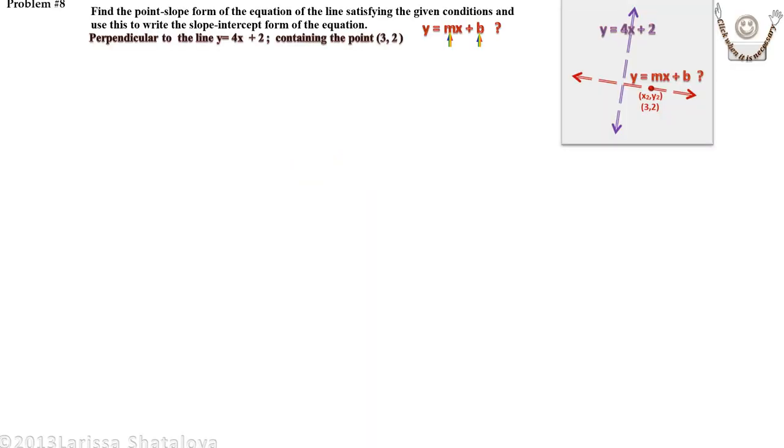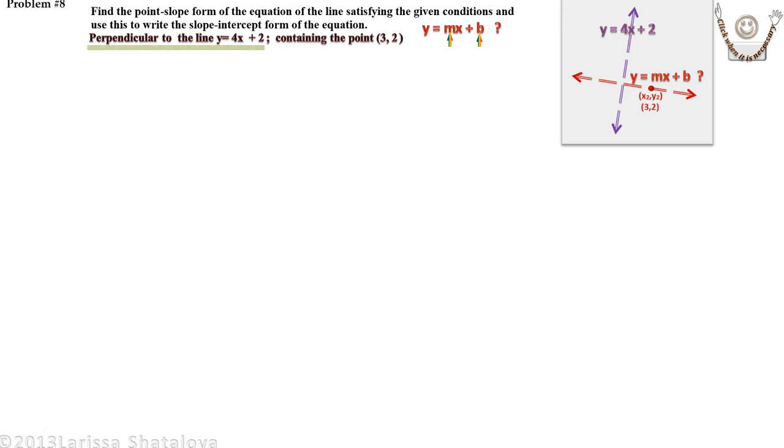Problem number 7. Find the point-slope form of the equation of the line satisfying the given conditions and use this to write the slope-intercept form of the equation. Our line is perpendicular to the line whose equation is y equals 4x plus 2, and our line contains the point with coordinates (3, 2). Our answer is supposed to be in slope-intercept form, y equals mx plus b.